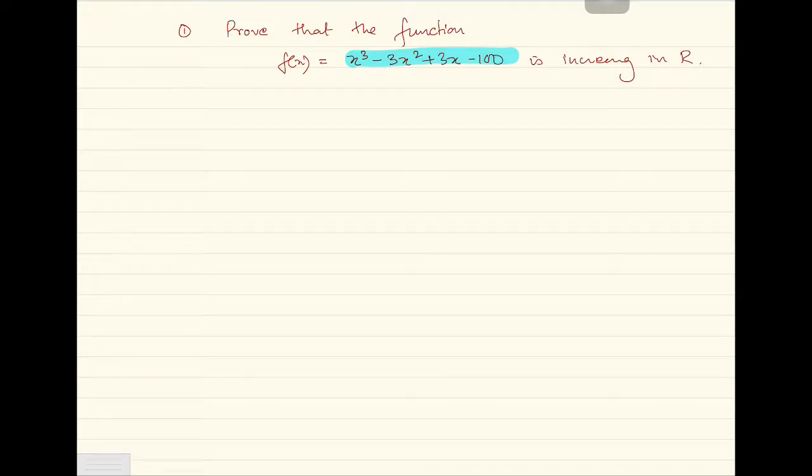Because if its derivative f dash x will always be greater than 0, that would mean the function is always increasing, isn't it? For an increasing function, its derivative will be greater than 0, because derivative greater than 0 means its tangent is positive. Got it? Okay, so let's start right from the beginning. Given f x equals x cubed minus 3x squared plus 3x minus 100.